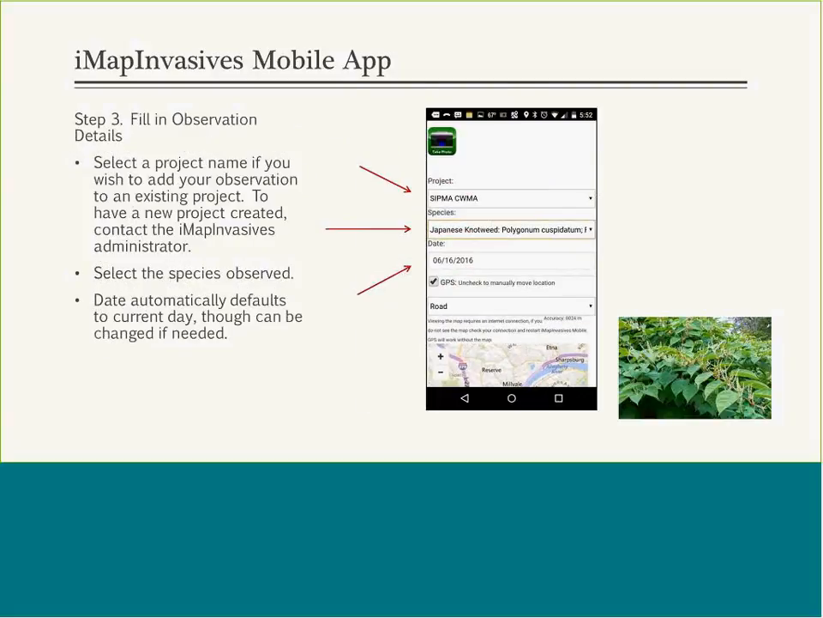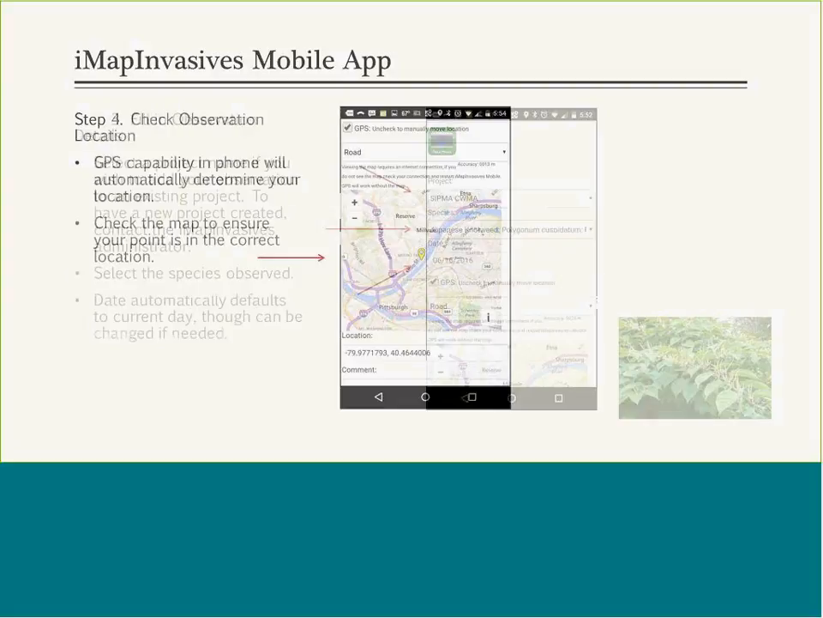So, filling in your observation details. Again, similar to what we just talked about, that 7-step process. If you want to add your data to a project, you would select that project name from the drop-down list. And if you have one created, you want to talk to me at a time so we can get that created for you. You're going to select the species that you observe. So again, here we're talking about Japanese knotweed. And the date is going to automatically default to the current day, but that can be updated if you need to.